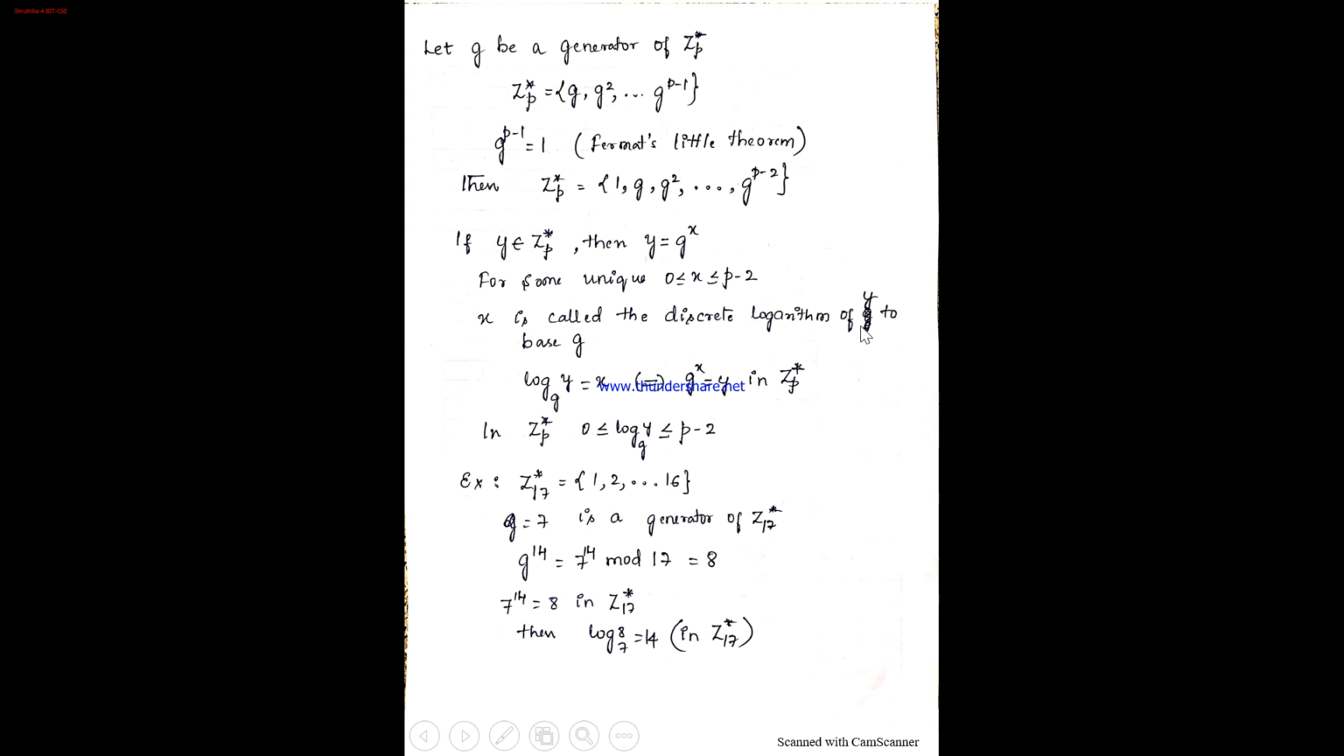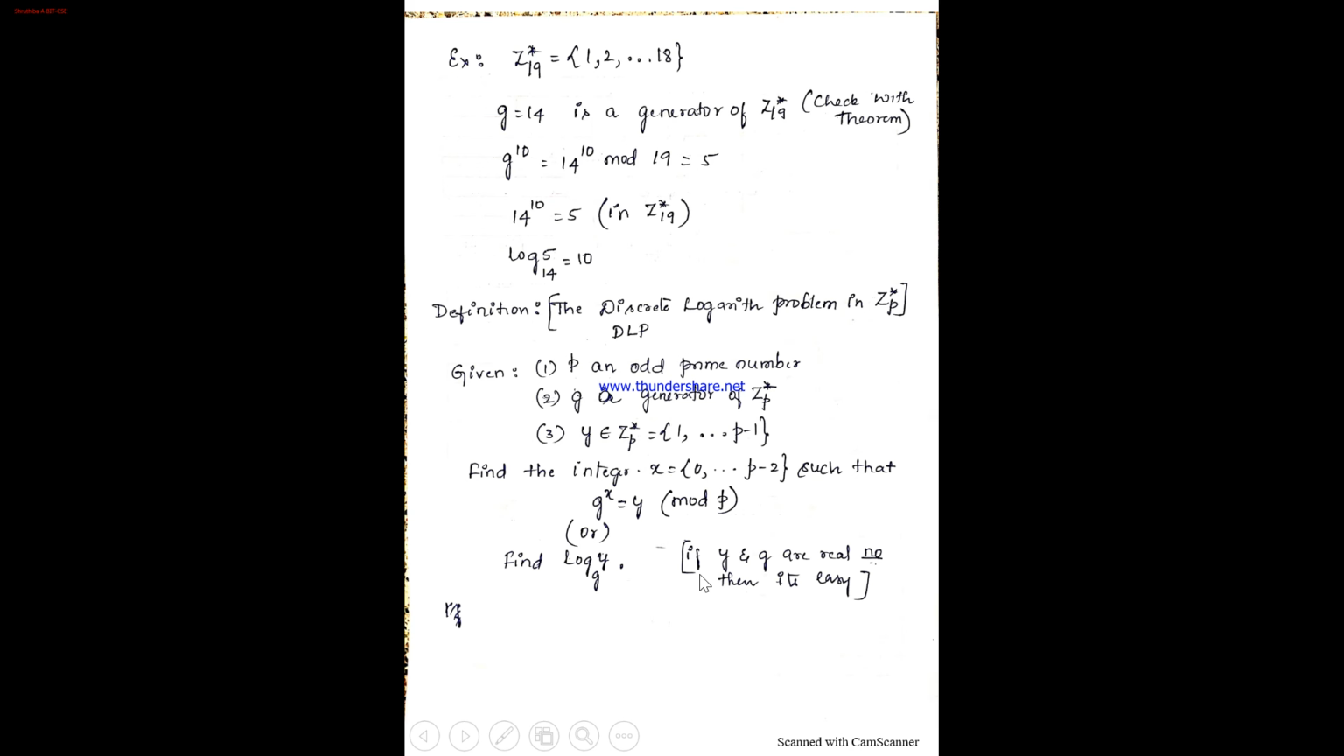The problem here is the difficulty in computing this exponent value. When you are aware of the generator and also of the modulus, say mod 17, whatever value you are working with, the question will be the exponent: how to compute this exponent. That is the problem definition, and it is called the discrete logarithm problem in Zp star.